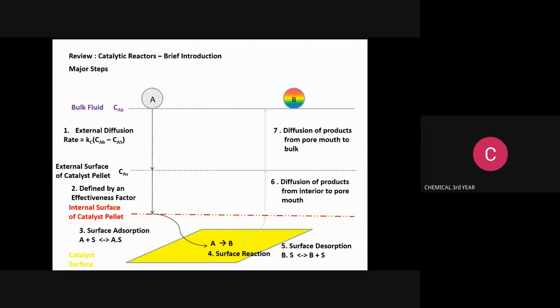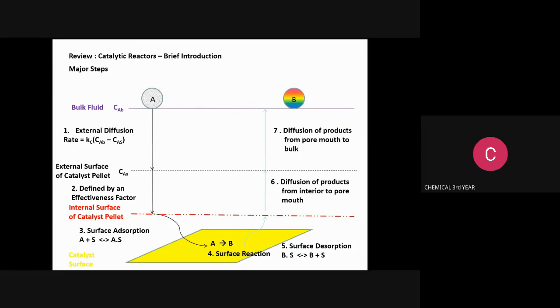There is a concentration change, so we have to mention the difference in concentration. The next one is the effectiveness factor. The effectiveness factor is nothing but how the feed A is transferred into the internal surface of the catalytic pellet from the external surface of the catalytic pellet. Okay.